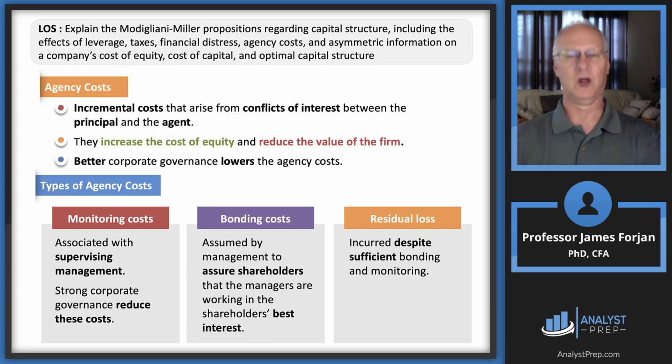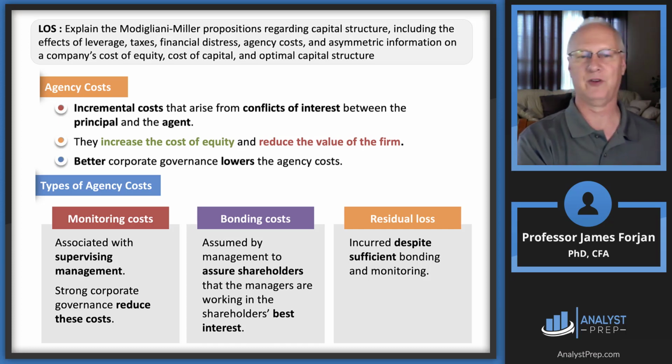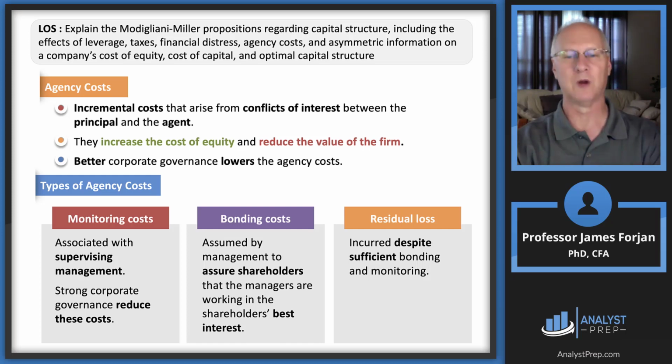And then residual loss. Over here, the orange, I want you to think of what I just said a few moments ago. This is the consumption, the excess consumption of perks. There are losses despite all of the efforts over there under monitoring and bonding. This is where I want you to go look for the Dennis Kozlowski example.